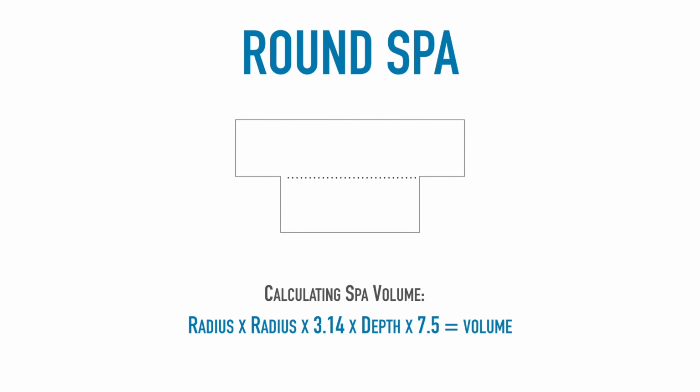Again, that's radius times 3.14 times our depth times 7.5. For those of you who are math enthusiasts out there, you're going to see that this is pi r squared is what we're working on at first.